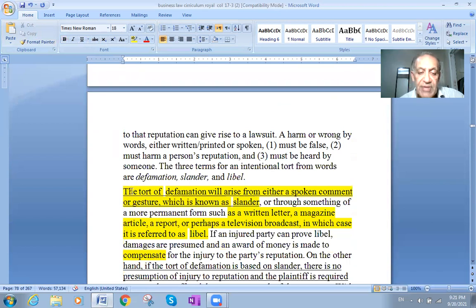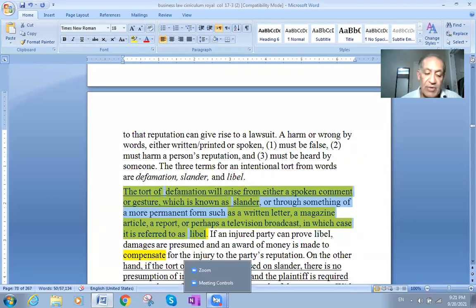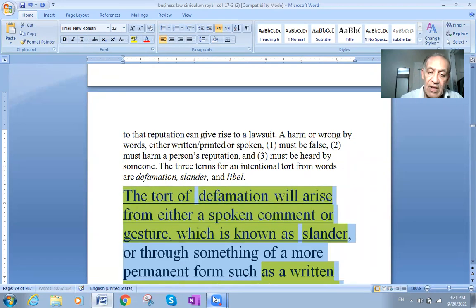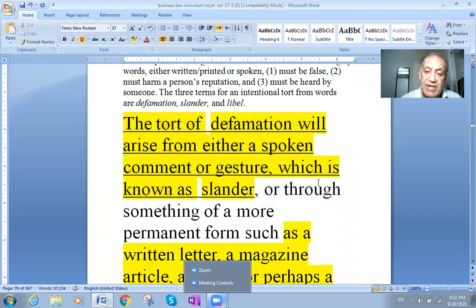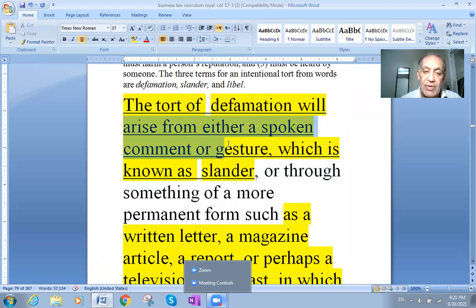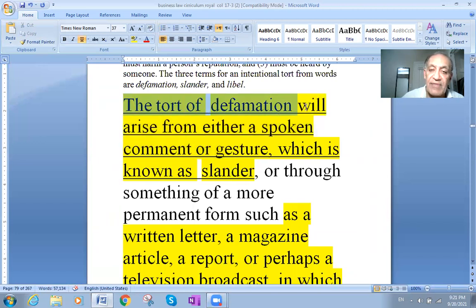Okay, so this is the tort of defamation. How will this happen? The tort of defamation will arise from either a spoken comment or gesture. You made a bad signal with your finger to someone. You look at someone disgustingly with a gesture or with a glance. You look at someone from up to down like this, and you try to assault someone, which is known as slander.